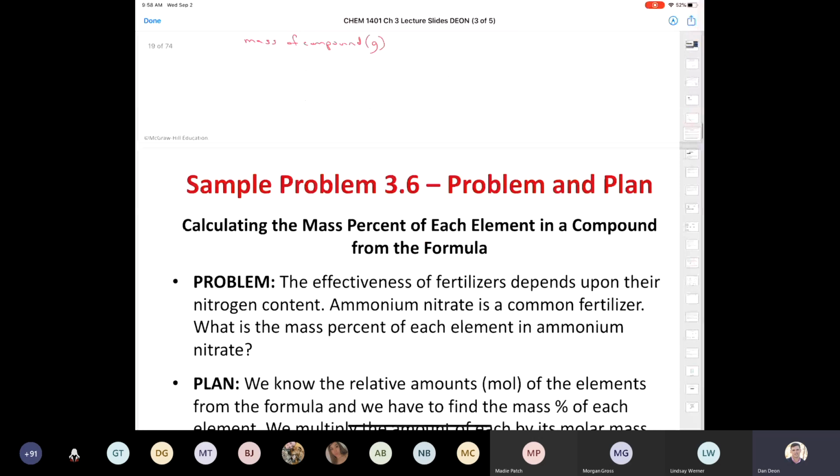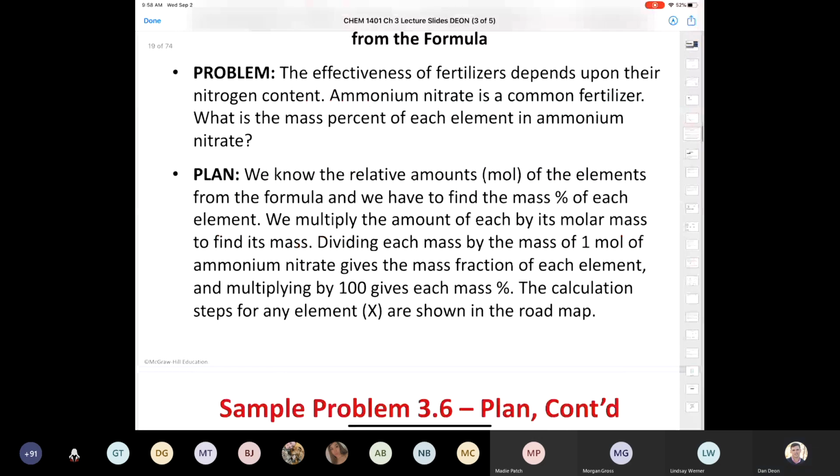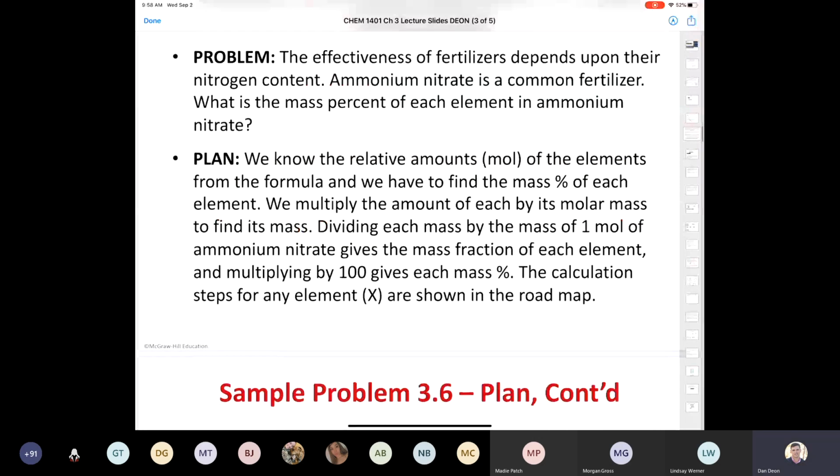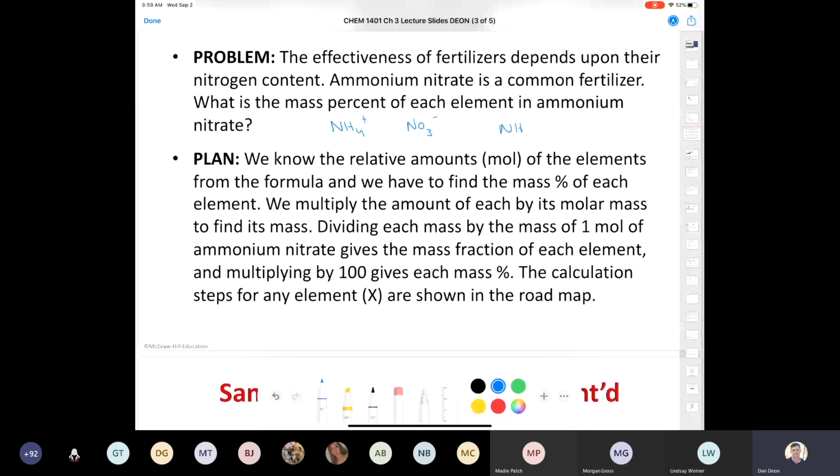And if you're wondering what this is, let's just take a look at an example. It says here, the effectiveness of fertilizers depends upon their nitrogen content. Ammonium nitrate, so you should be able to come up with the formula for ammonium nitrate. Ammonium, as we spoke about earlier, is NH4+, nitrate is NO3-. You put those together and you end up with NH4NO3. So there's ammonium nitrate, a common fertilizer.